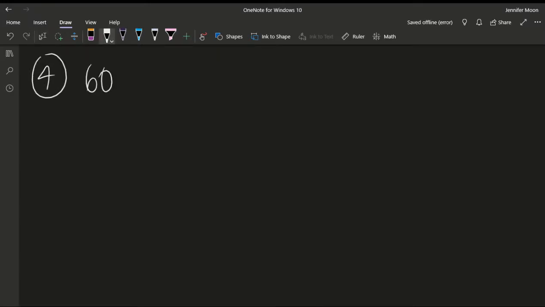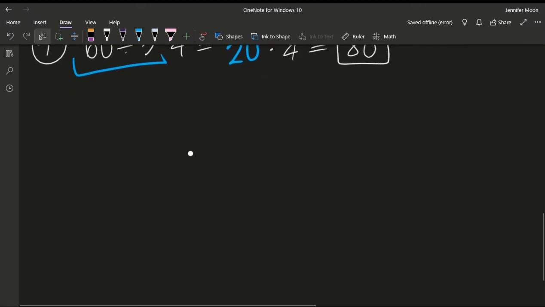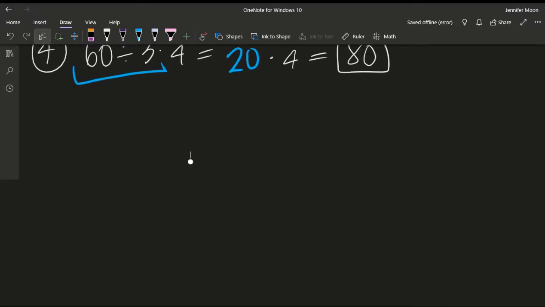60 divided by 3 times 4. I'm going to do the division first. 60 divided by 3 is 20 times 4. 20 times 4 is 80. Good? Oh, sorry. And 20 times 4 is 80.